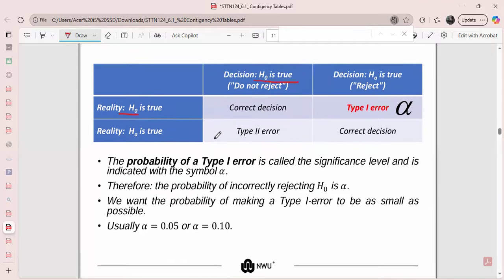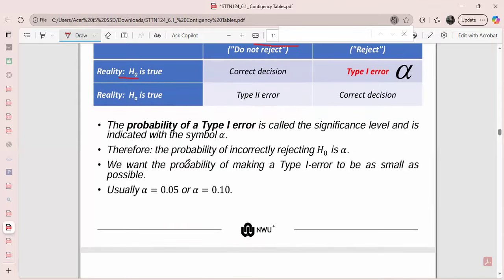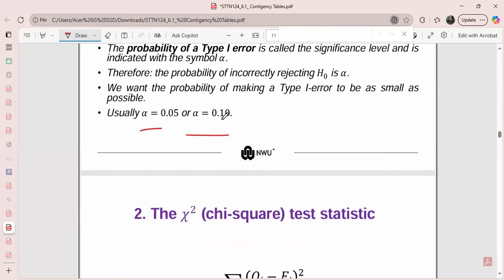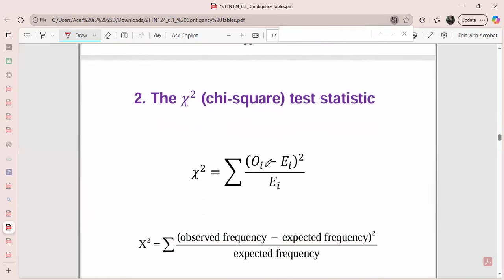But okay, let's just see. Let's check. Already we know that we'll be given this one. Okay, this is the formula that you are going to use to calculate the test statistic under the contingency tables.